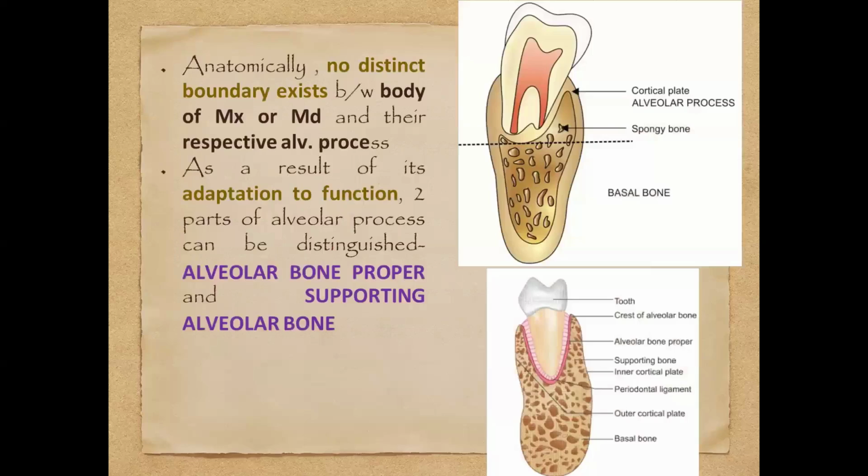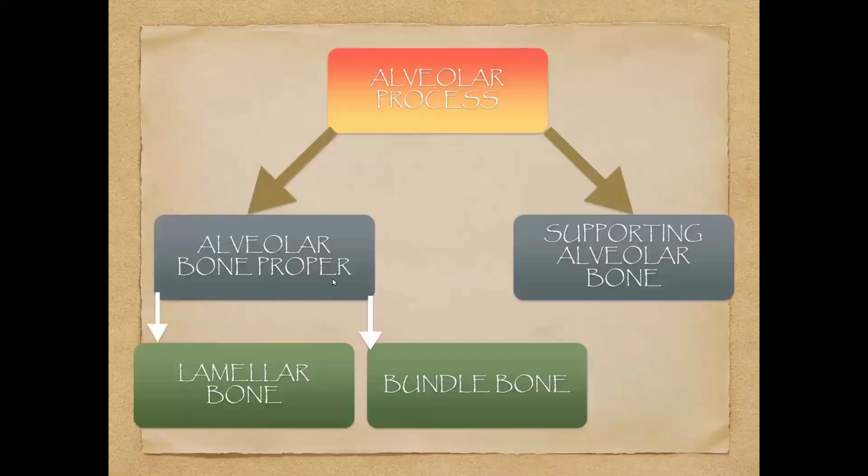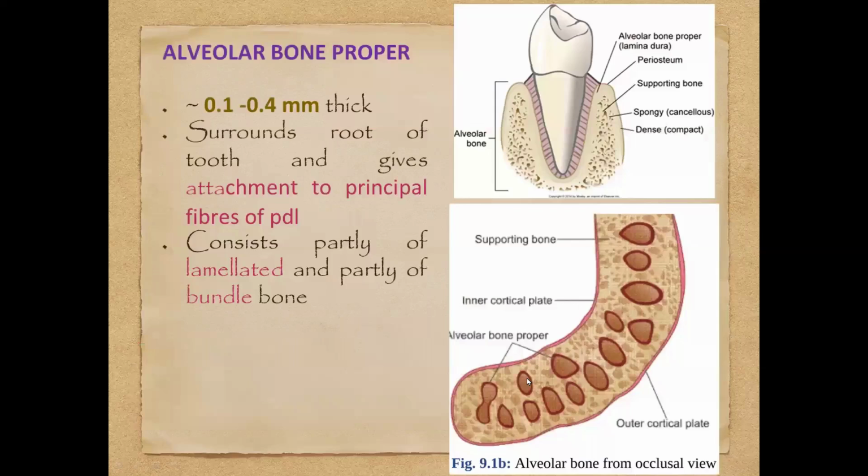Then the structure of the alveolar bone. Anatomically, no distinct border exists between the body of the maxilla or the mandible and the alveolar process. As a result of its adaptation to function, the alveolar process has two parts: the alveolar bone proper and the supporting bone. Then the alveolar bone proper has two parts, the lamellar bone and the bundle bone. We'll see each one in detail.